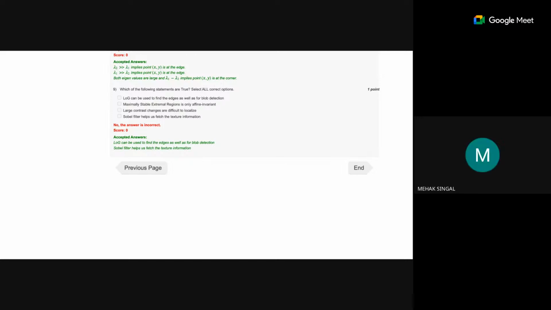And about the third point, large contrast changes are difficult to localize. Yes, because you see, it is an edge filter, yes, right. But it is actually calculating the gradient, right?